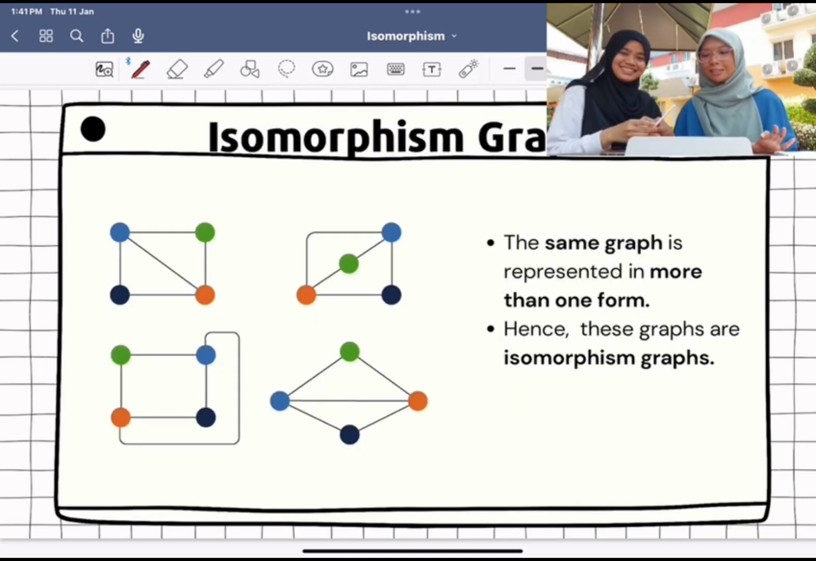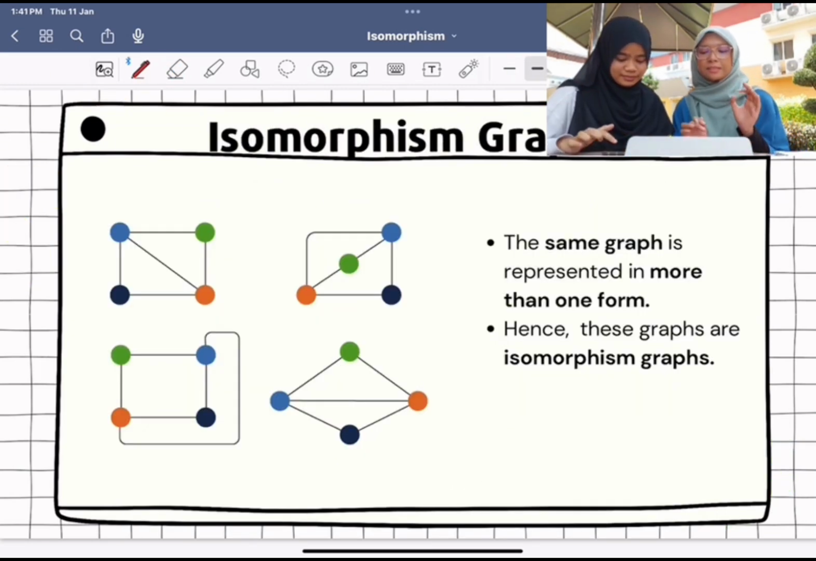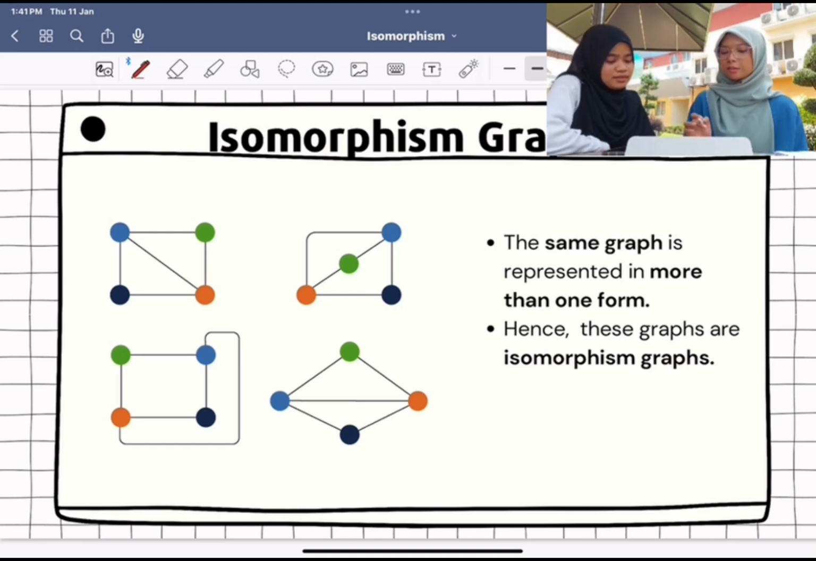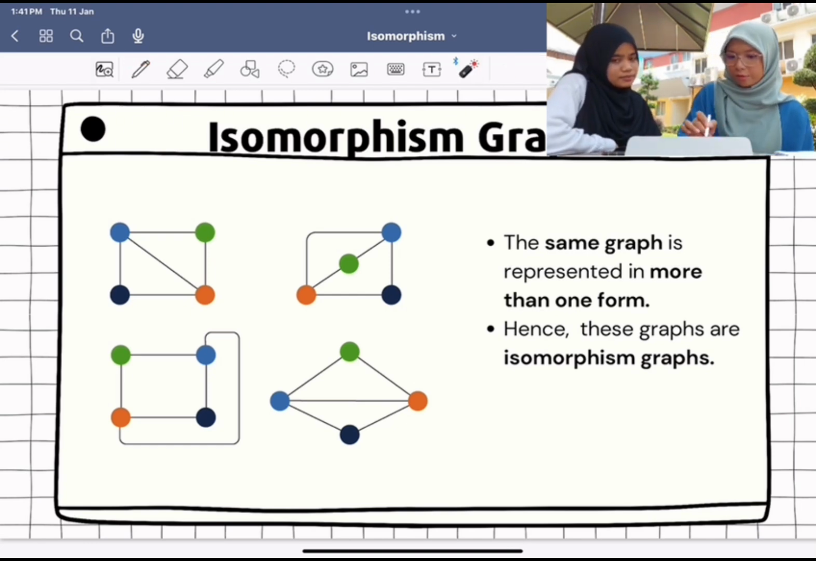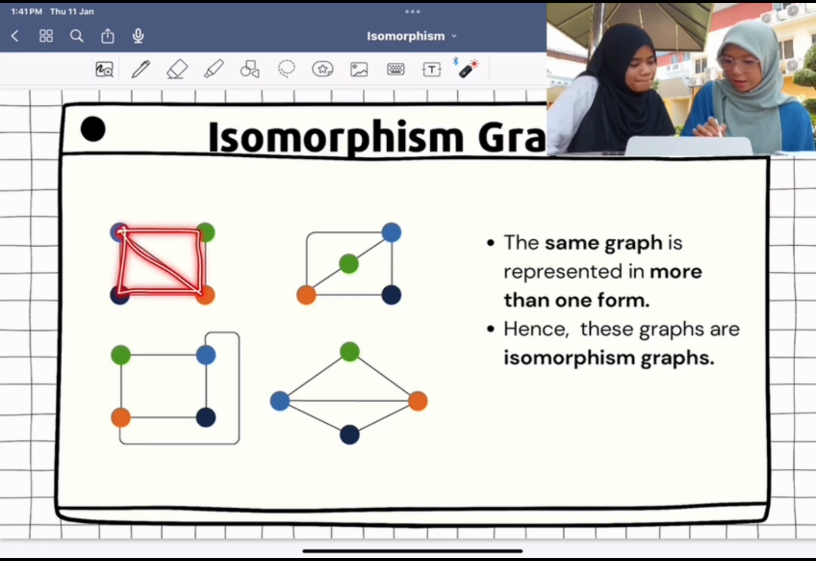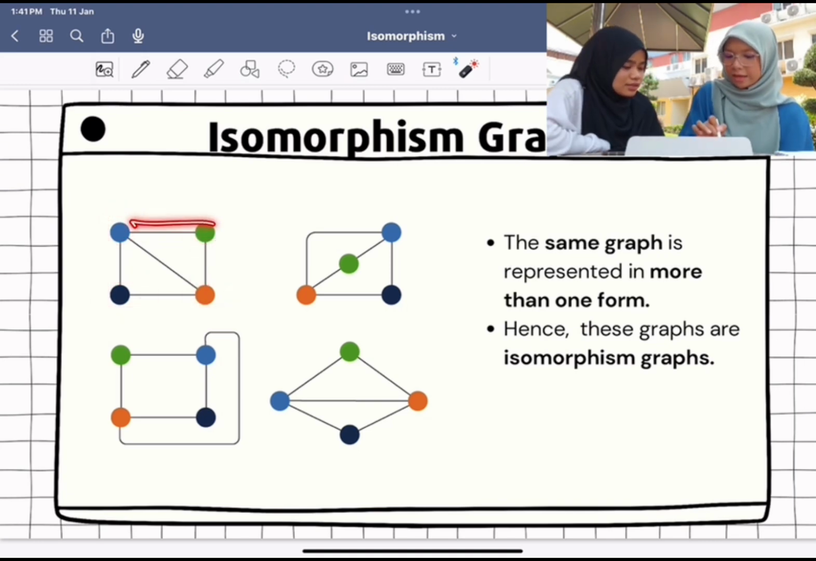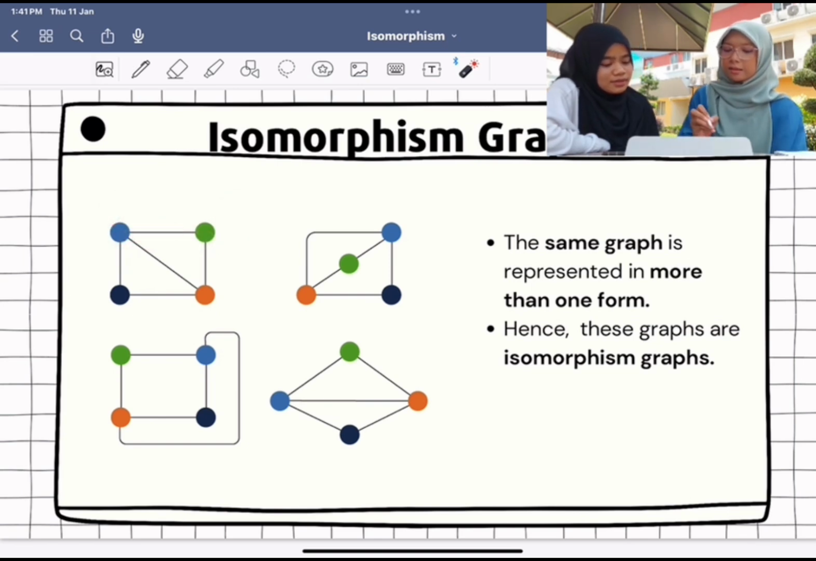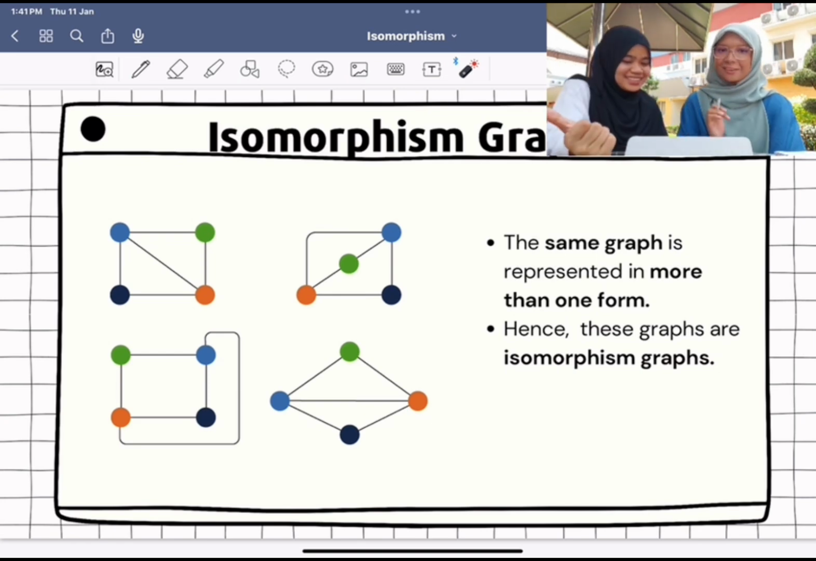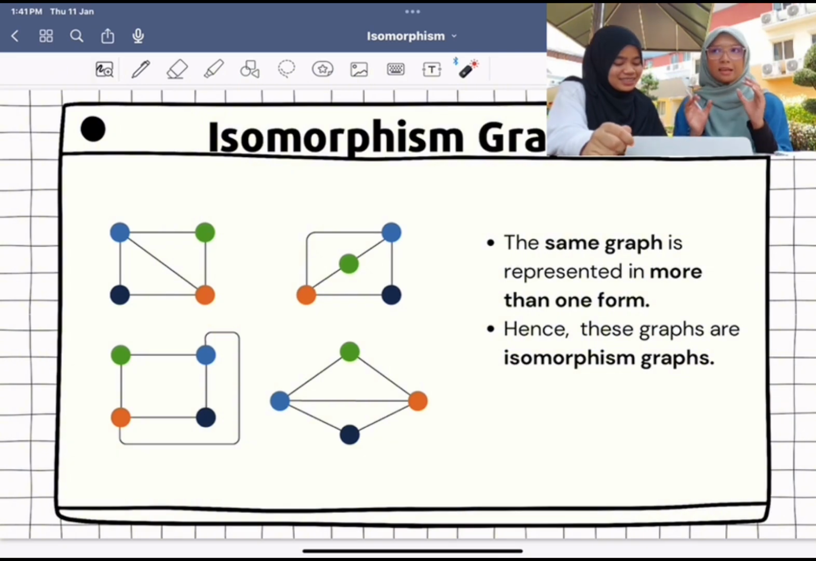Now let's move on to isomorphism graph. Isomorphism is when a graph is represented in more than one form. So like this one, we have this square, and this square, and also this slash. Then look at the colored points, or we call them vertices. This is the edge, the line we call an edge. This one, 2, we call it the degree of the vertex. This one has a degree of 3. And also, we can see there's a very different kind of shape, but very similar properties, even though the shape is different.